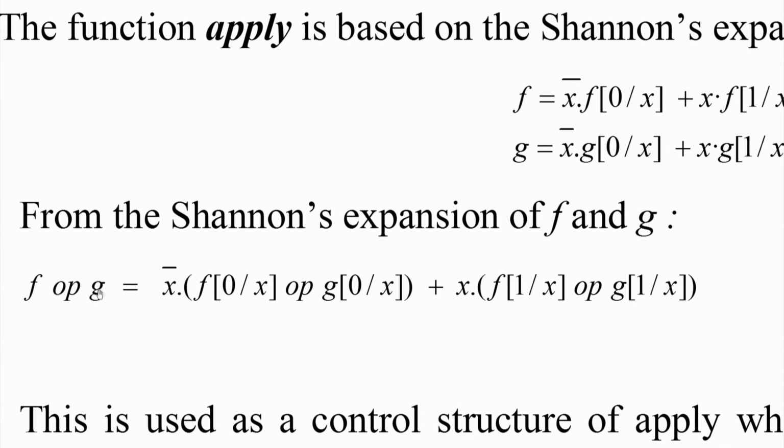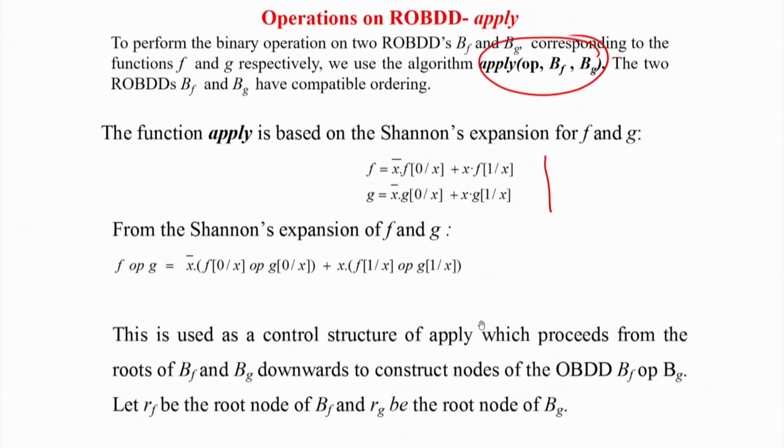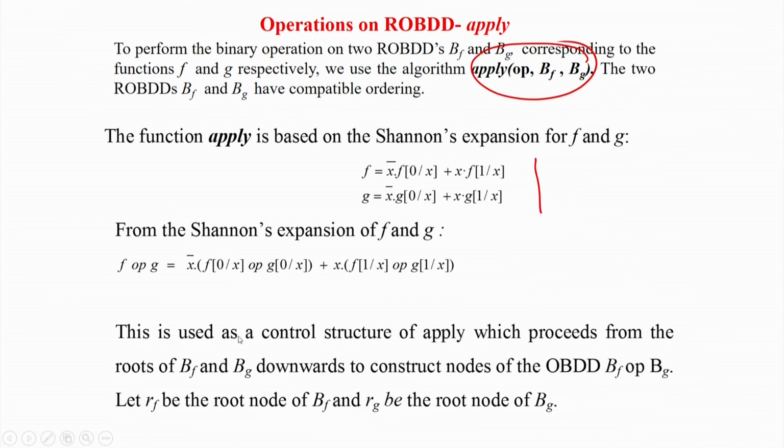And when you are going for the operation, the Shannon expression value is x bar times f with x made 0, with the same operation, add, star, whatever, applied to G with x made 0, and then x times f where x is made 1, with the same operation on G where x is made 1. So basically this is Shannon's way of representing, the mathematical way of representation. Now we will tell you the algorithm for operating on two BDDs.